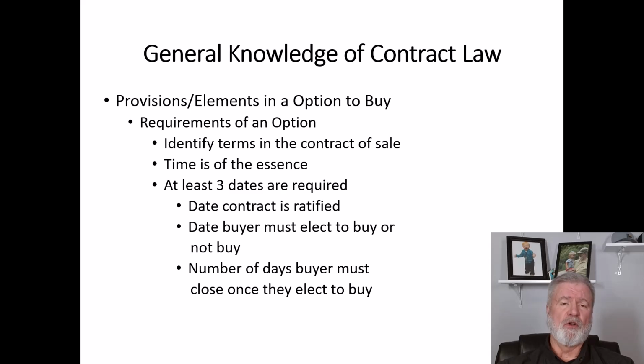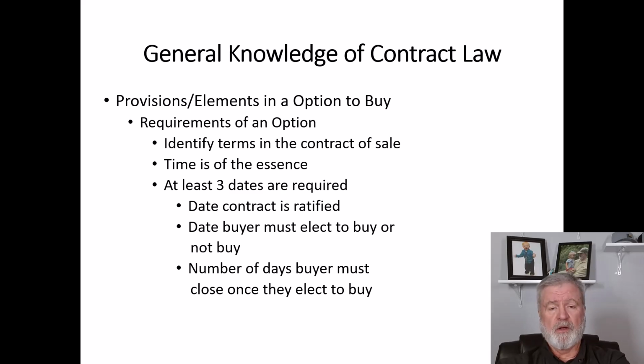But what must be included in that option to buy agreement? Well, there's at a minimum 3 dates that must be agreed upon. Typically there's going to be more than this. But these are the 3 at a minimum, mandatory dates that must be agreed upon. The first date is what date was the contract ratified? This contract of sale where you agreed to all the terms and conditions. We have to agree on those terms, and whatever date that was, that will be entered into the option to buy. The second date is, how long will the buyer have the option to buy?